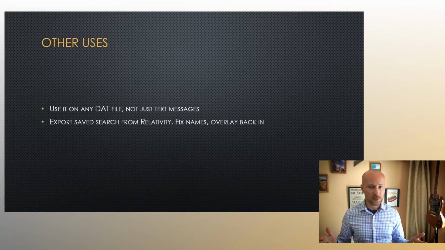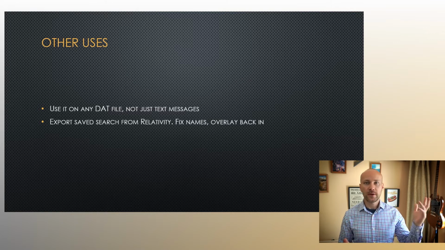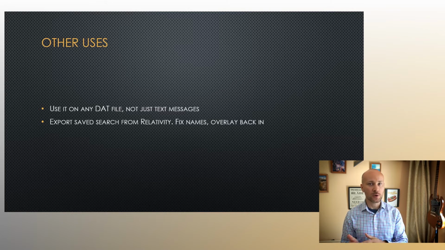Some other uses for this tool. Well, you don't have to use this on text messages. You can just use it on any DAT file, right? You can just take a saved search, export it out from Relativity, load it in, look at the different names, correct them, maybe create a report, or overlay them back into Relativity, right? So this is not limited to just working with text messages. You can work with any email data.